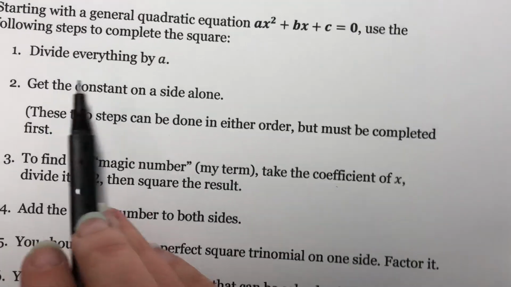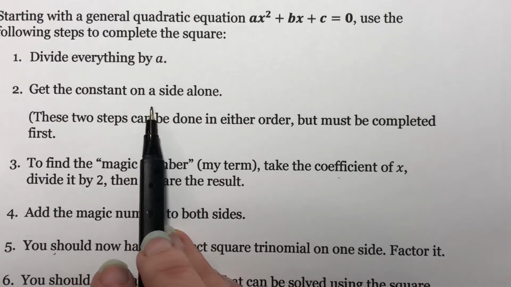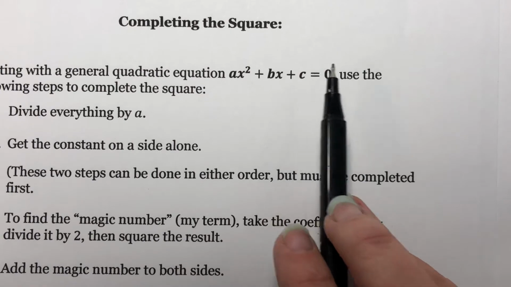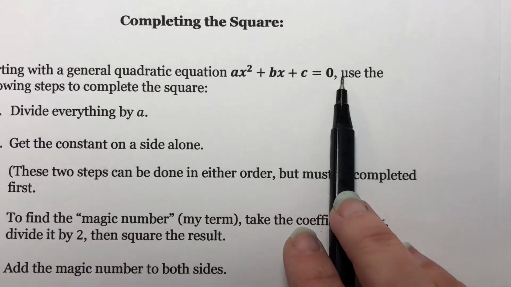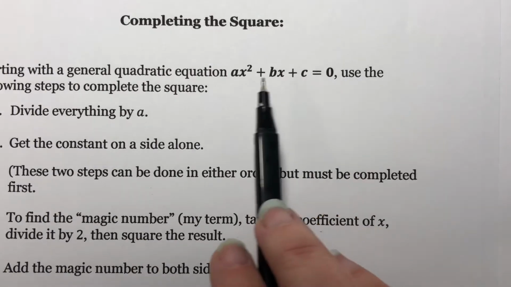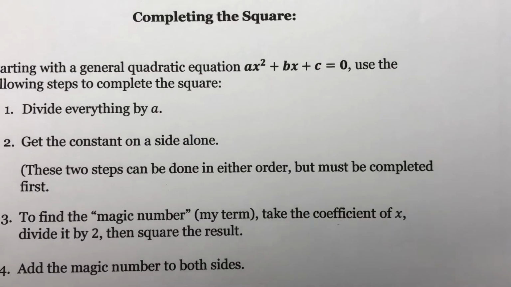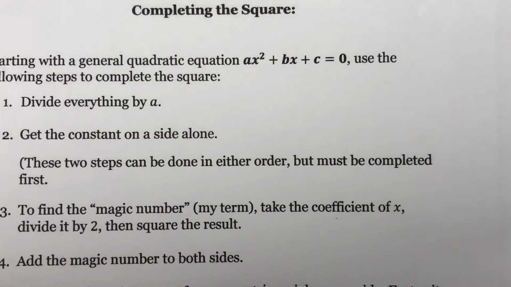We also want to get this constant on a side alone, and it doesn't really matter which of these two steps you do first. So if your C value is over here, which eventually we're going to want over there, we can still divide everything by A. Or we can divide everything by A and then move our constant over to the right. But those were our first two steps. Those two steps have to be done before anything else works.